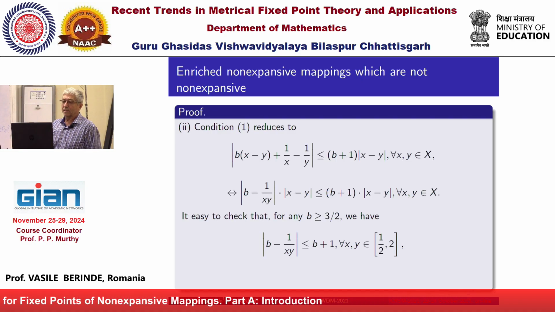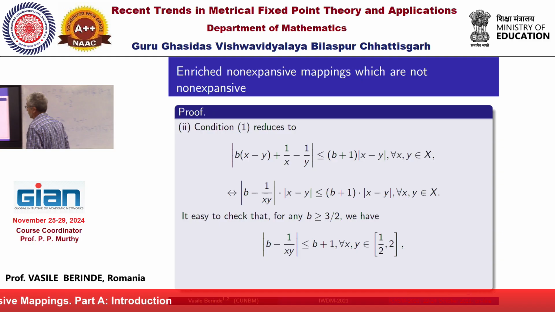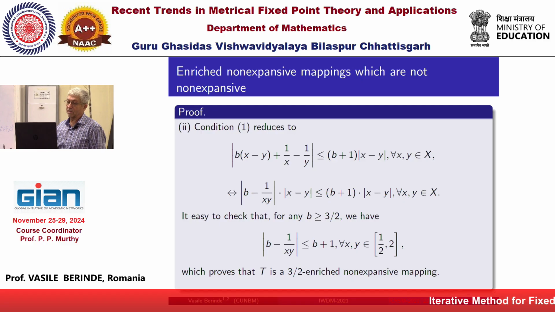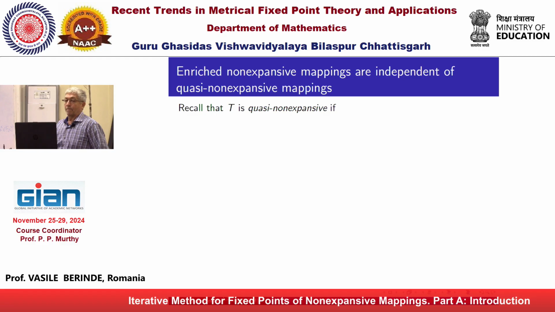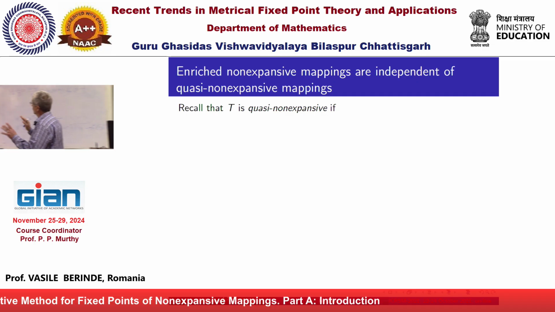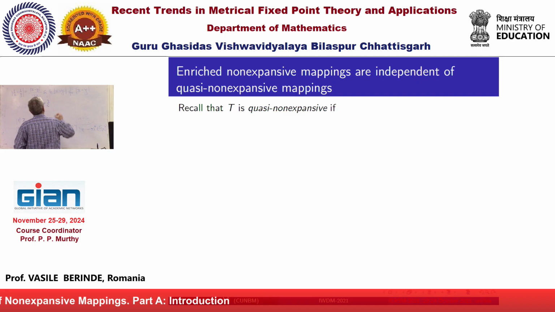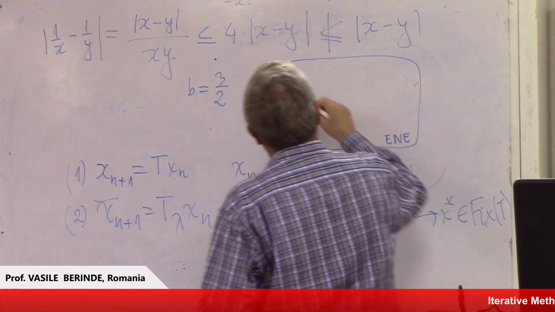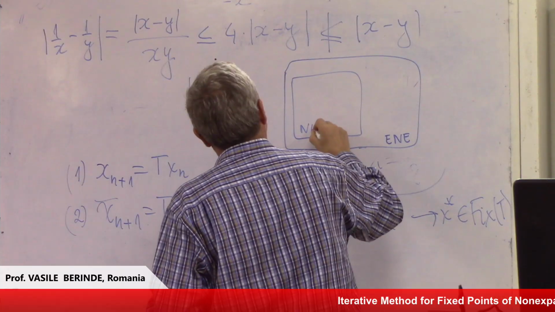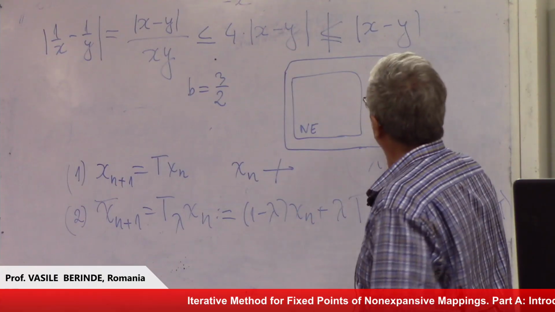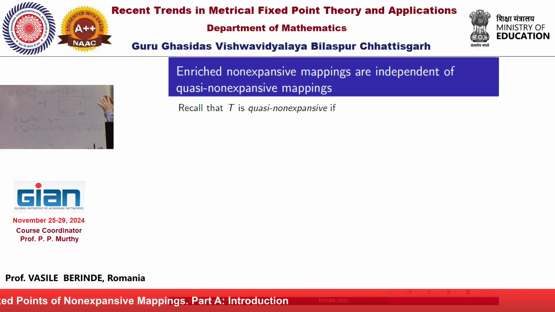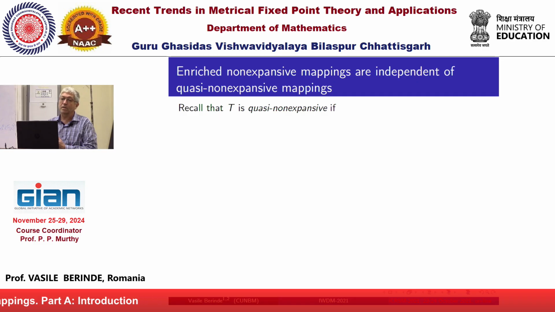Here is the proof that it is enriched non-expansive. I don't insist on it. You can see how we proceed. We consider the definition, and in the end we found that B should be greater than or equal to 3/2, so we can work with B equal 3/2 to get this property. So the first idea is that these two classes are independent. What is the relation? It is clear that enriched non-expansive are here and non-expansive are here, because I've shown any non-expansive is enriched non-expansive, but here we have this T which is here and is not here. So we already enlarged the class of non-expansive mappings.